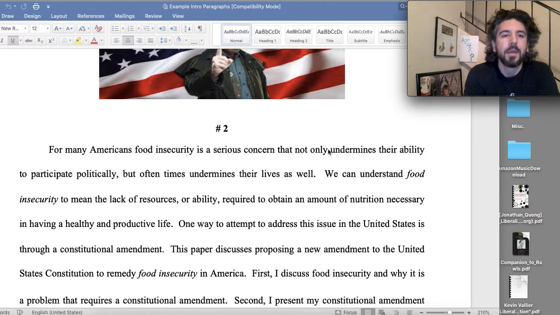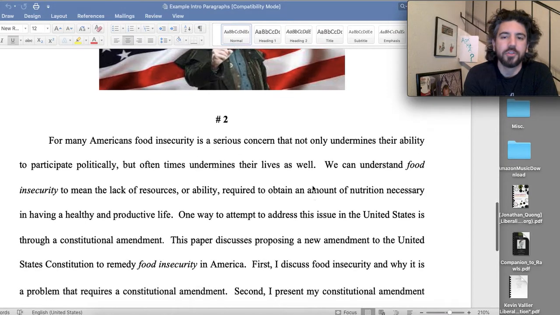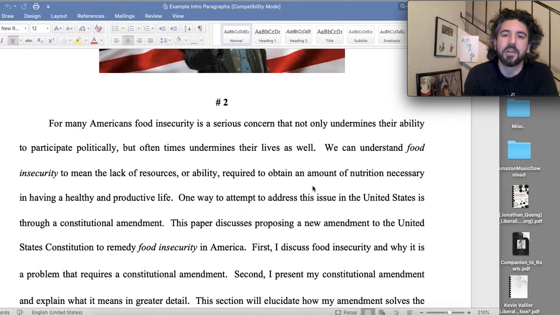Okay. For many Americans, food insecurity is a serious concern that not only undermines their ability to participate politically, but oftentimes undermines their lives as well. So right off the bat, you know what this paper is basically about. It must have something to do with food insecurity, right? So then what should you do? You define what food insecurity is.